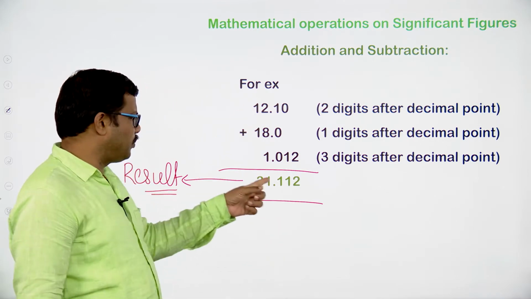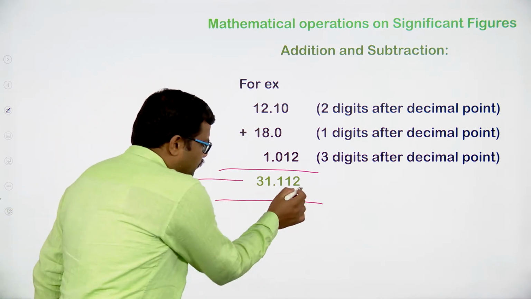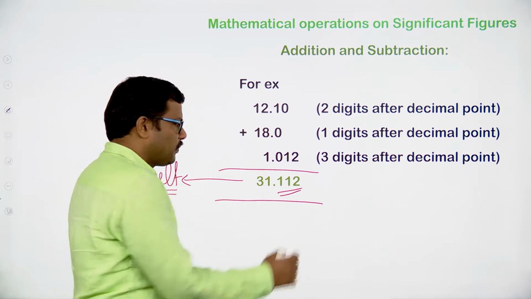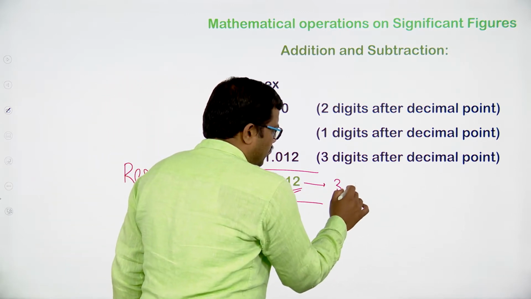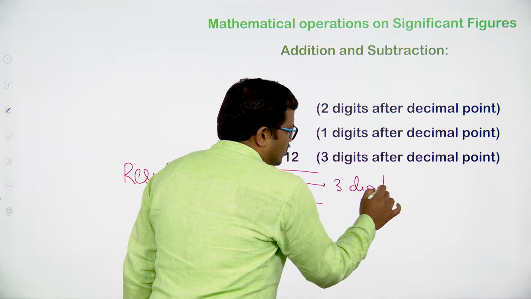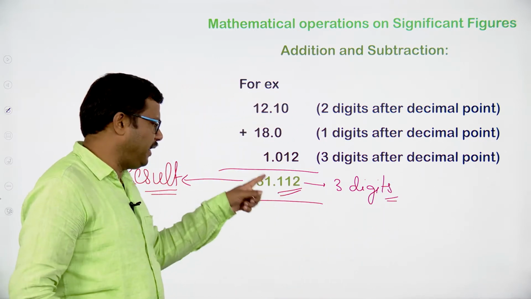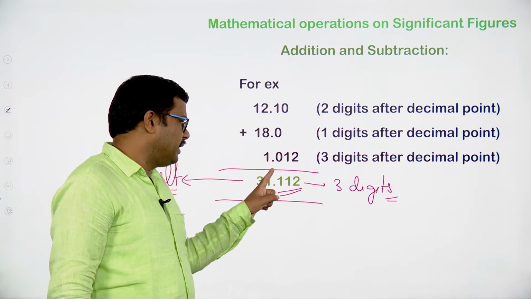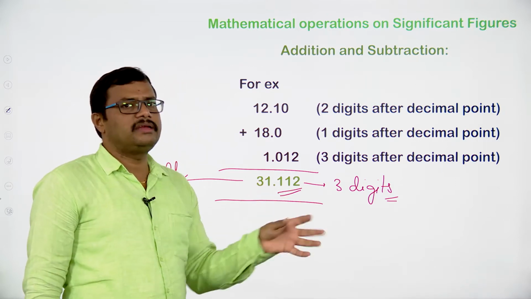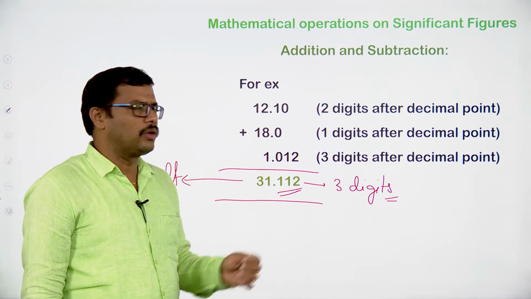The result that I have obtained has how many digits after the decimal point? This has 3 digits, okay. It has 3 digits after the decimal point, that is 1, 1 and 2. After 31 point, after the decimal point, if you observe, it has 1, 1, 2. But that is not the result you actually have to report. What you have to report?